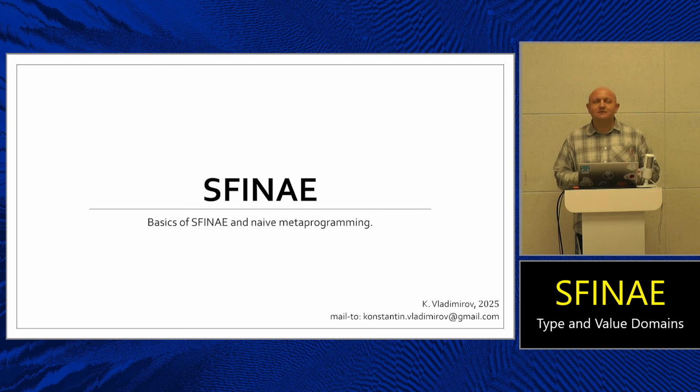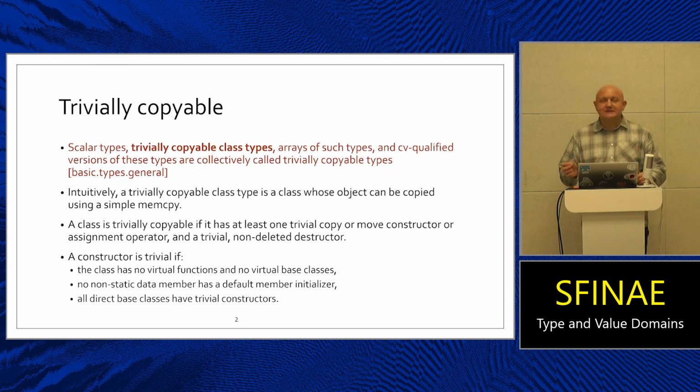But let's start with something more narrow. Let's start with trivially copyable types. Please pause the video for a moment and think, what do you think a trivially copyable type really is? 3, 2, 1. Okay. Intuitively, it's a type that you can safely copy with a plain memcpy. If you can use memcpy on something and be sure it is copied correctly, then probably it is a trivially copyable type. And that's the simple idea, but of course it is rather backwards.